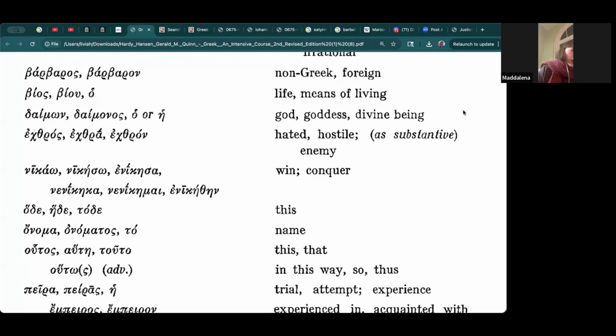Ethros, ethra, ethron. Hated, hostile, or enemy.